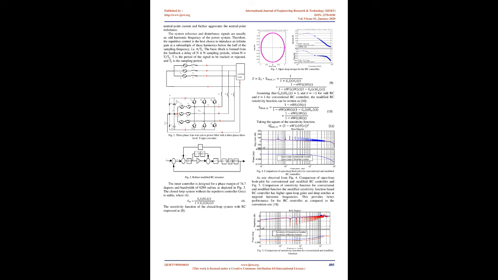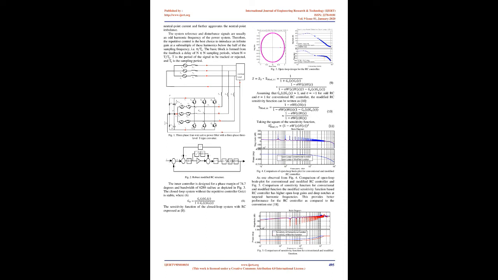In many works of literature, the repetitive controller, RC, is preferred for the active power filter controller due to its good tracking ability and high gain for the desired frequencies 17. The instability of the RC control is limited by applying a modified squaring sensitivity function 18, 19. This provides a wide and deep notch at the selected frequencies.